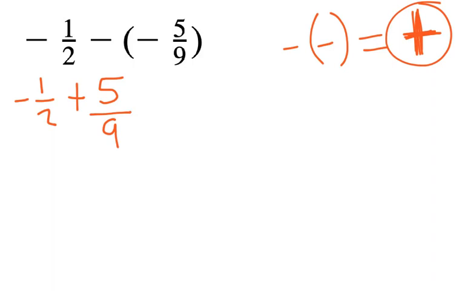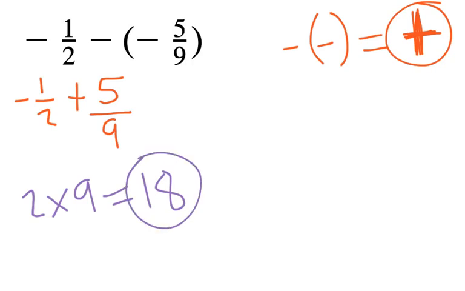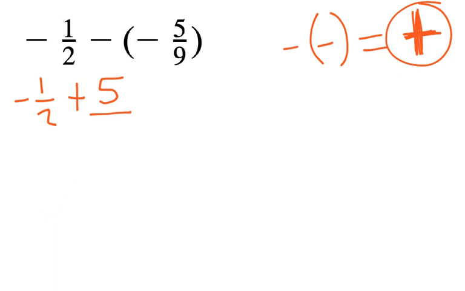Well, 2 does not fit into 9 and 9 does not fit into 2. So I need to find something that they both fit into. And I know that 2 times 9 equals 18. So I'm going to use that fact. That's going to be my new denominator, 18. So I've got to figure out how to turn both of those fractions into fractions with denominators of 18.